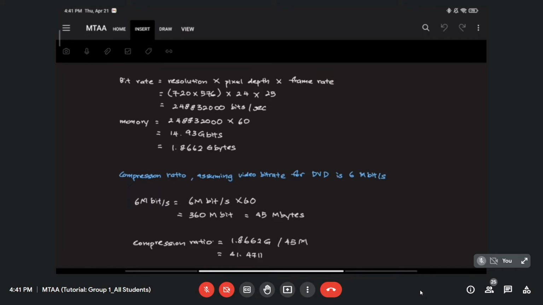So you get the answer 1.8662. What I get is 13.9 gigabit. And then I convert to byte, it would be 1.74. Yeah, the same. That is the reason for the small discrepancy, right? Okay, let me check.